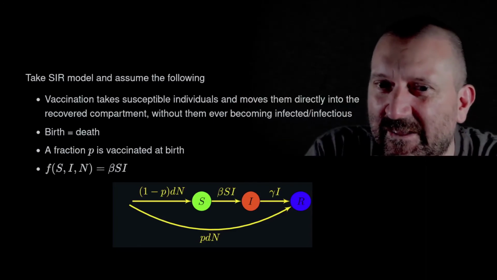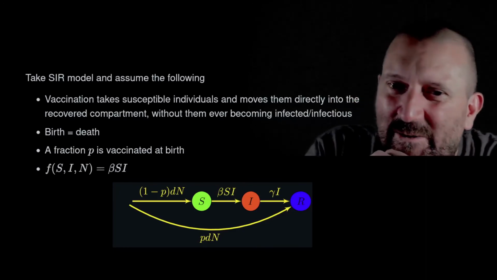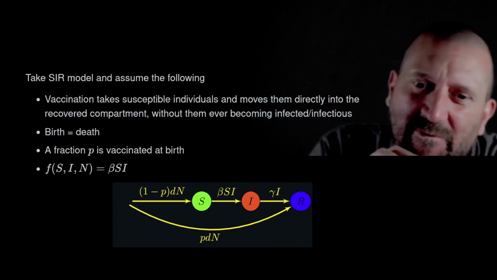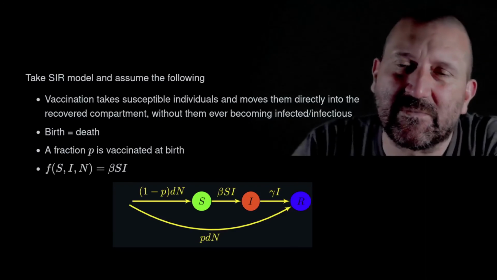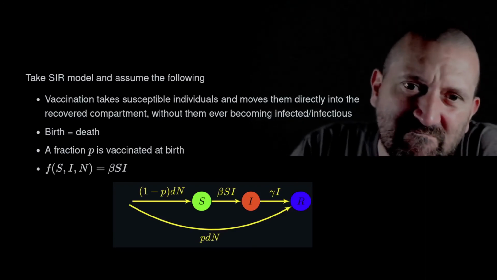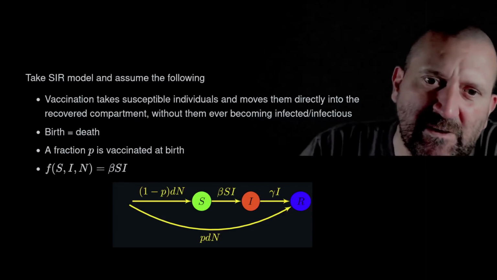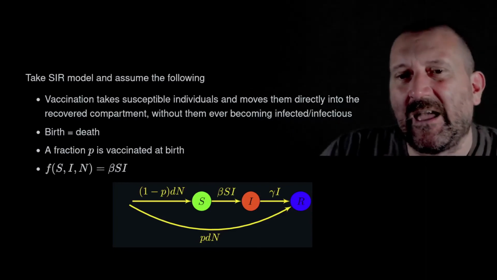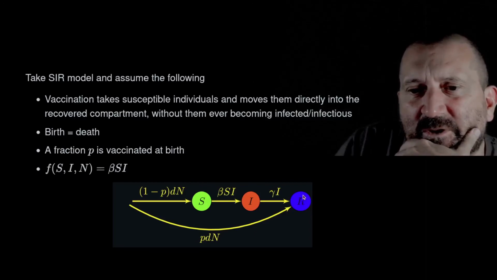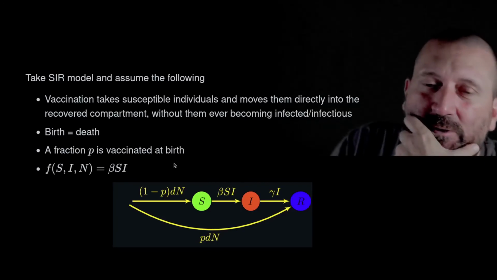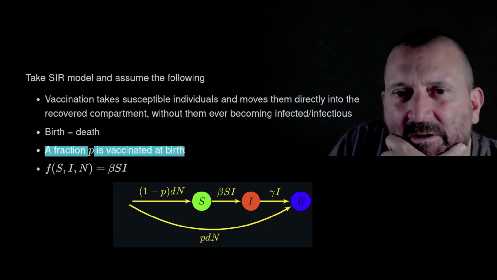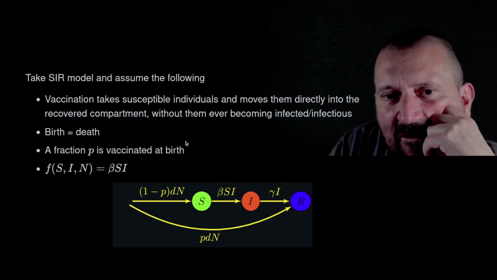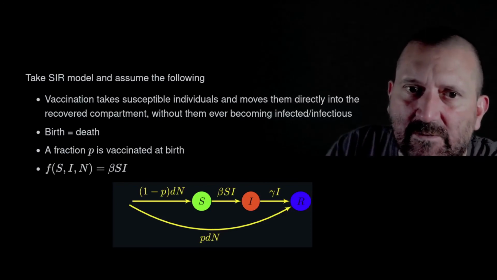Okay, so let me take the Kermack and McKendrick model essentially, but make it a bit different. I'm going to assume that there is some demography, essentially, but that birth equals death. And I'm not actually going to worry too much about letting things in or out. I should probably in the way I'm writing it, but what's important is I'm going to assume that there's a certain fraction of the population that's vaccinated at birth. Okay, P.